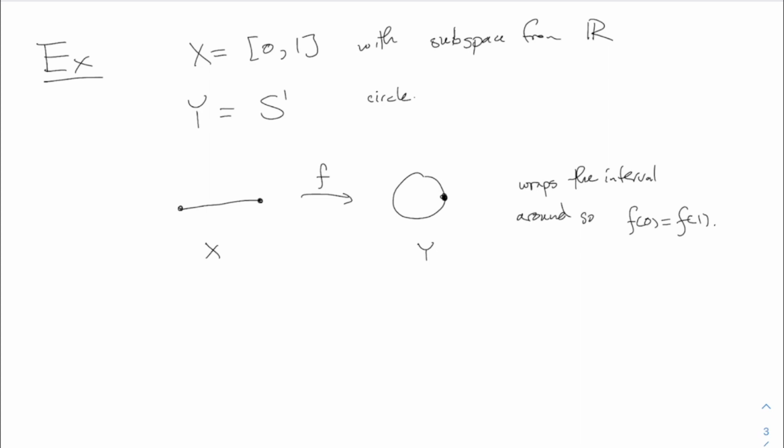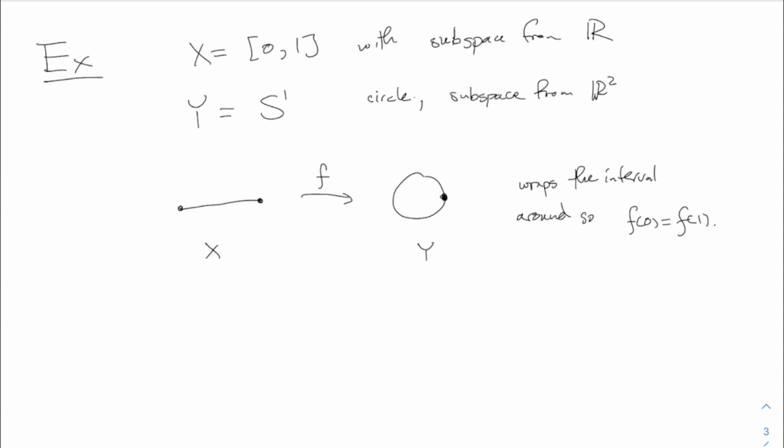This is a function, and the topology on Y, I should say, is the subspace topology from R2. So the open sets in Y look like little intervals along the circle, because remember, the subspace topology means you intersect a ball from R2 with Y, and it looks like a little interval inside of Y. I would like to demonstrate that this is continuous.